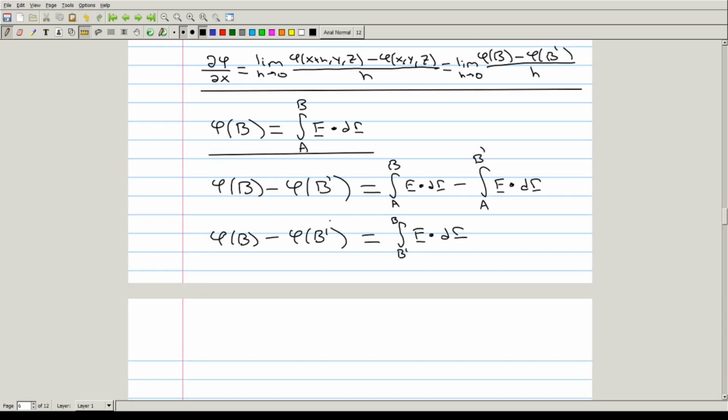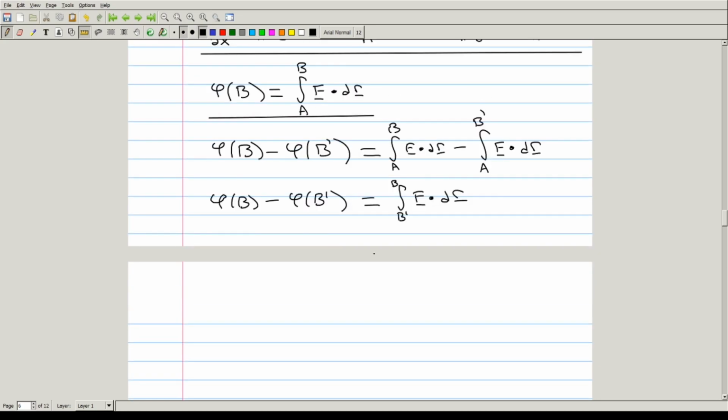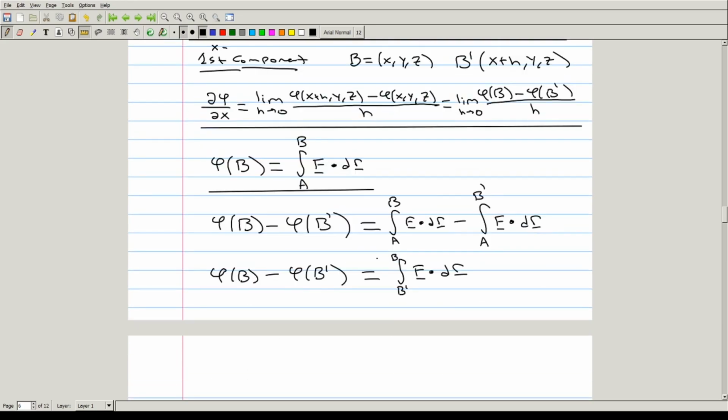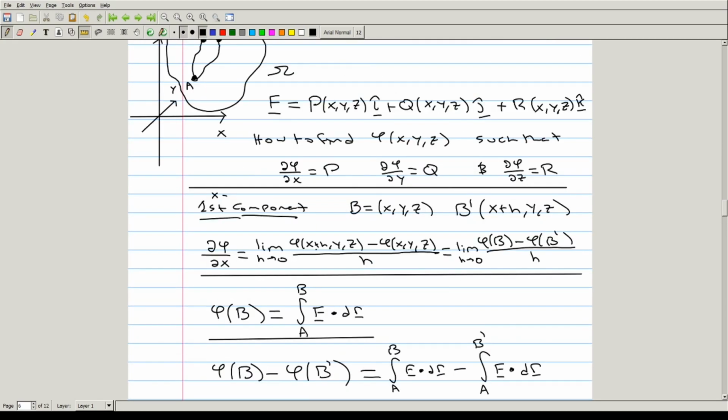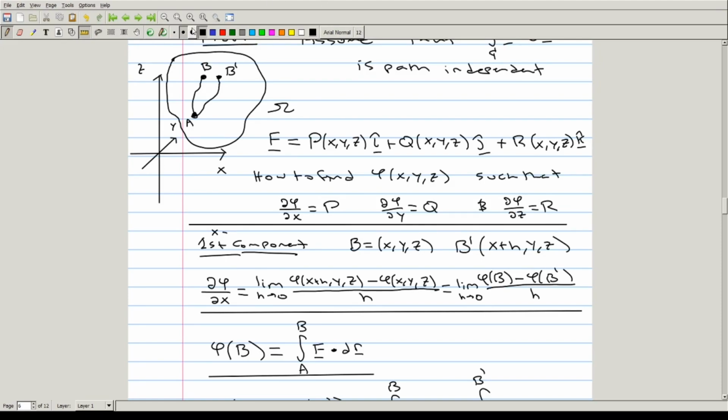Then for any other point B prime, phi of B minus phi of B prime is just going to be the line integral from B prime to B. And now remember, we've assumed path independence, so the path going from B prime to B doesn't matter when evaluating this integral. Any path from B prime to B will give the same value of this line integral because of path independence. So we'll consider the simplest possible path from B to B prime, which is exactly a straight line.